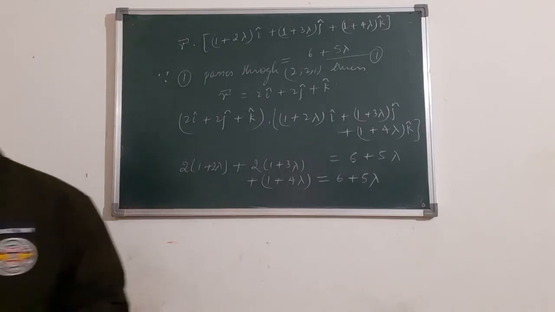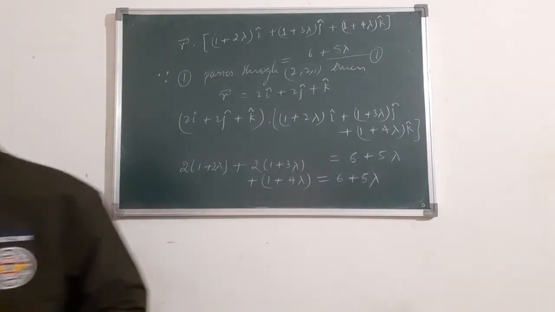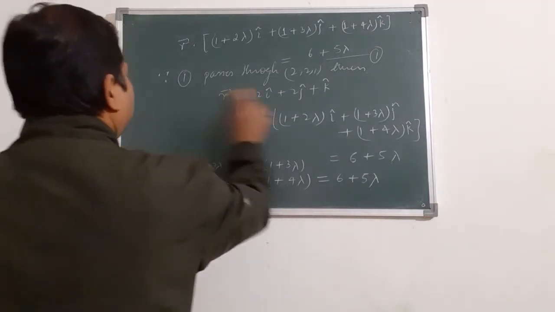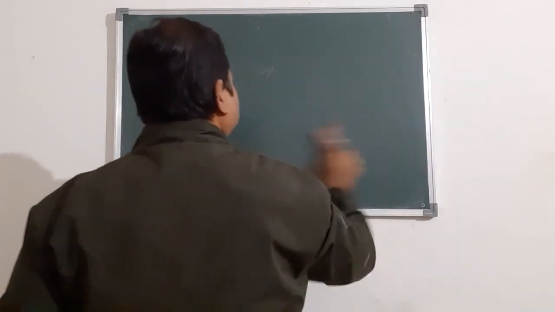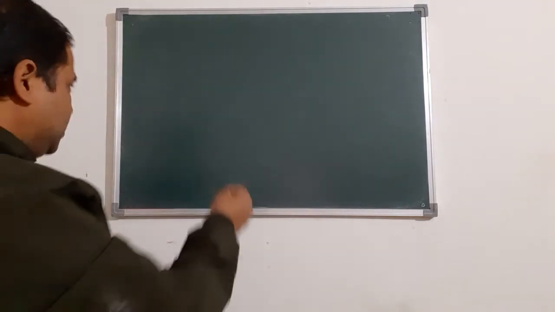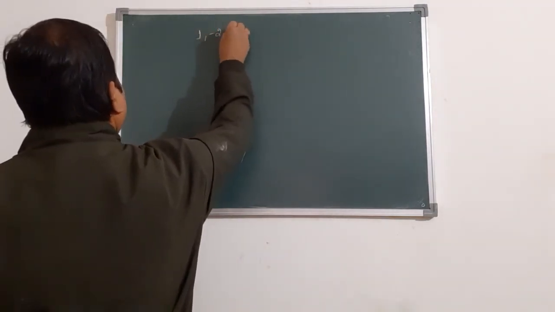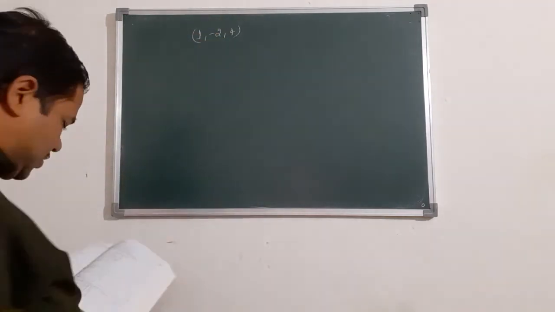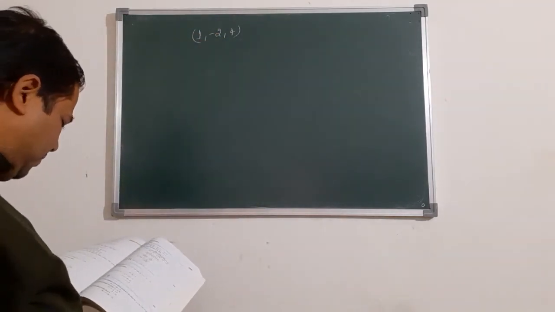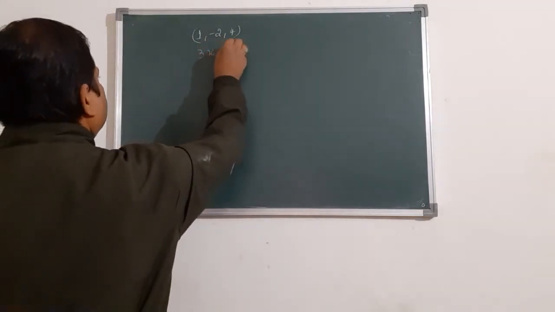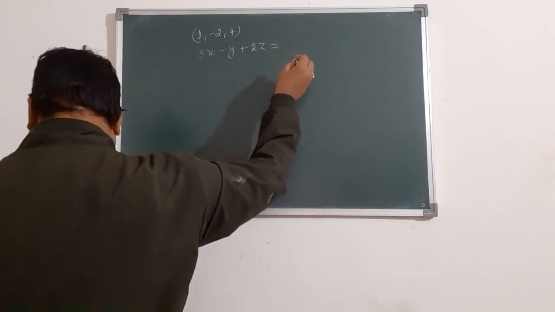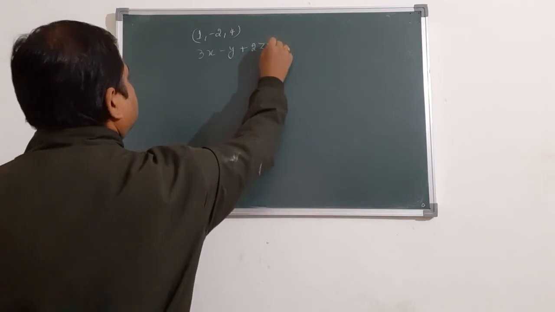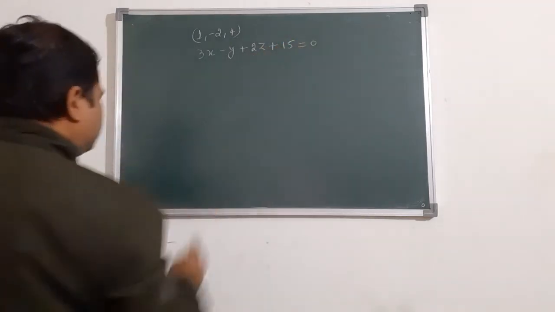Find the equation of the plane passing through the point (1, minus 2, 4) and parallel to the plane 3x minus y plus 2z plus 15 is equal to 0. So this is very easy.